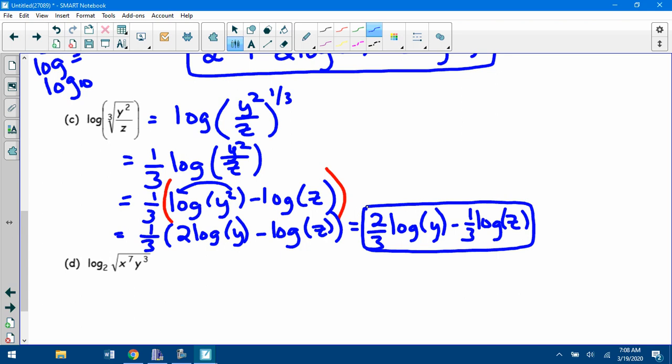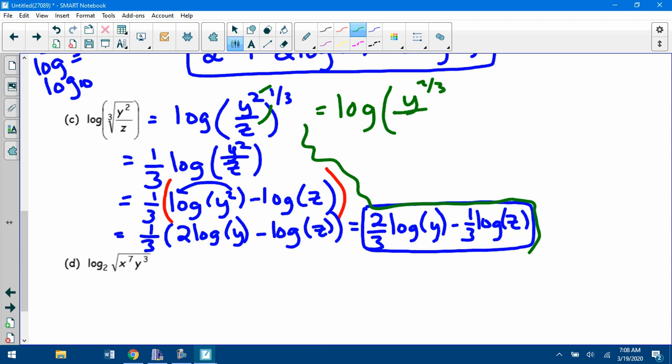Okay, now that one got a little bit annoying with that 1/3 out front, and it's really easy to forget those parentheses. So another option that I might suggest you do when it looks like that is what we used to do, distribute that 1/3 exponent. We could have said this was log of y to the 2/3 over z to the 1/3.